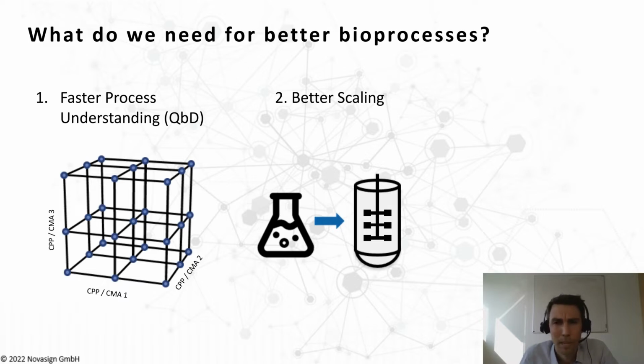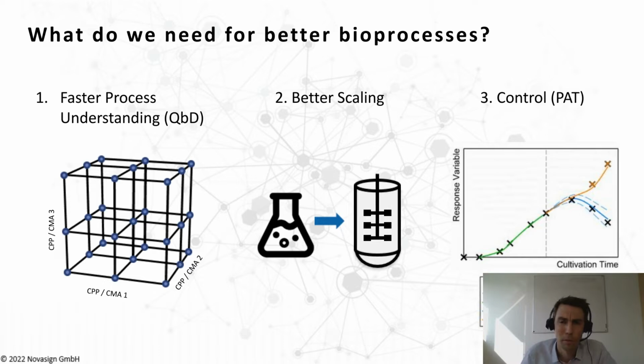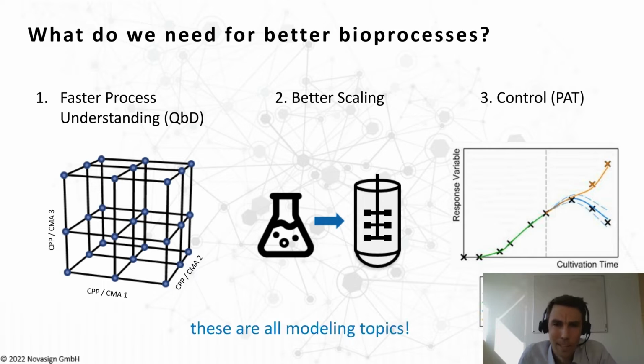The third thing, when we look into the future, is process control. We want to interact with our process, and in case something goes wrong, we want to know which screws to turn to get the process in the right direction again, for example to maintain certain quality attributes or a certain titer. All of these three things are modeling topics. If you use good models, you can have faster process understanding, you can use them for process scale-up, and you also need models for process control.